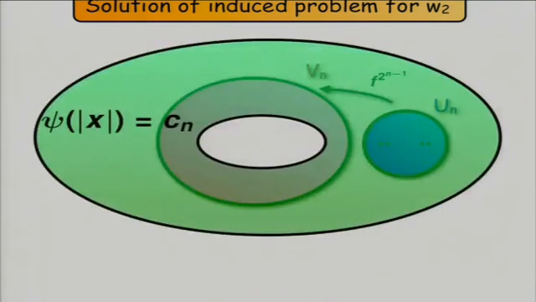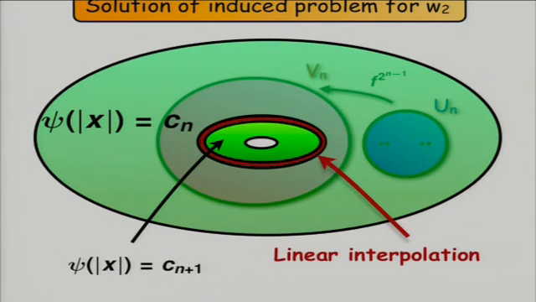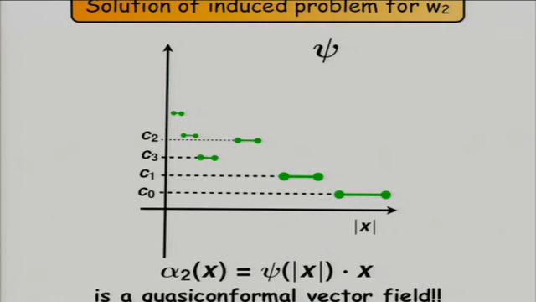You define psi; all these are circles, not ellipses actually. You define psi of the modulus of x equal to Cn in this scale, in all these points. So the function is constant in this ring. And in the next scale, you define it as Cn plus 1, but you need to leave a little room to interpolate, with a linear interpolation. So psi actually lives from the real line to the real line, so the picture is like this. In every scale, the function is constant, and you leave a little room to make a linear interpolation, and that is going to be psi.